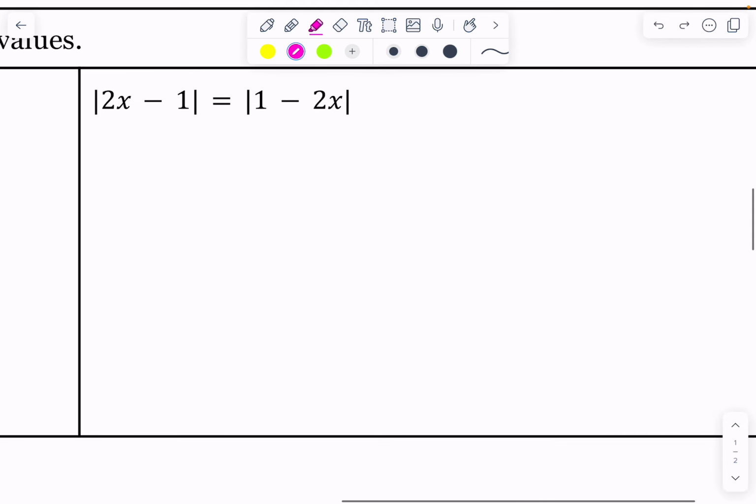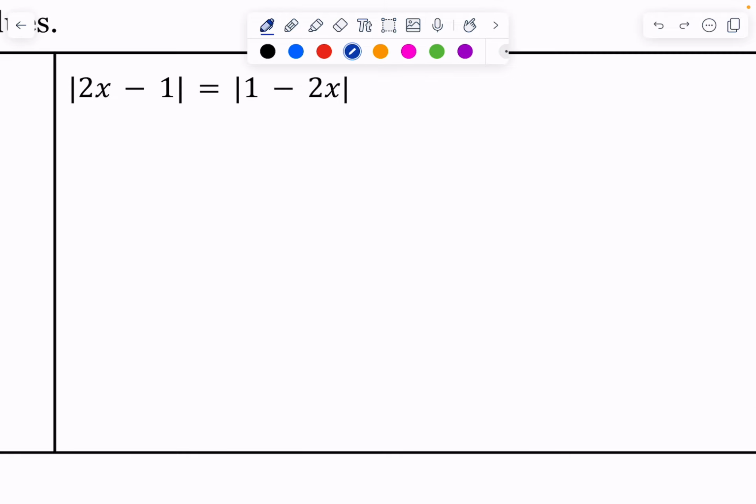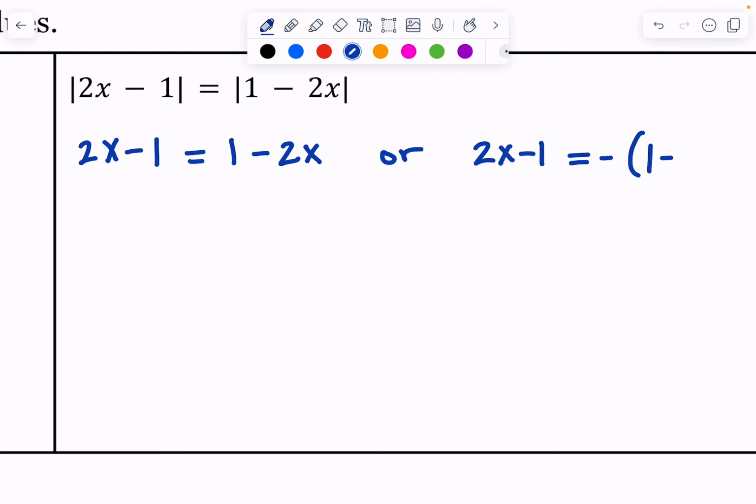All right, last problem, we have the absolute value of 2x minus 1 is equal to the absolute value of 1 minus 2x. I'm going to take the left side, 2x minus 1, is equal to the positive of the right side, or 2x minus 1 on the left side is equal to the negative of the whole right side. So I have this negative that I'm going to distribute to the whole right side.